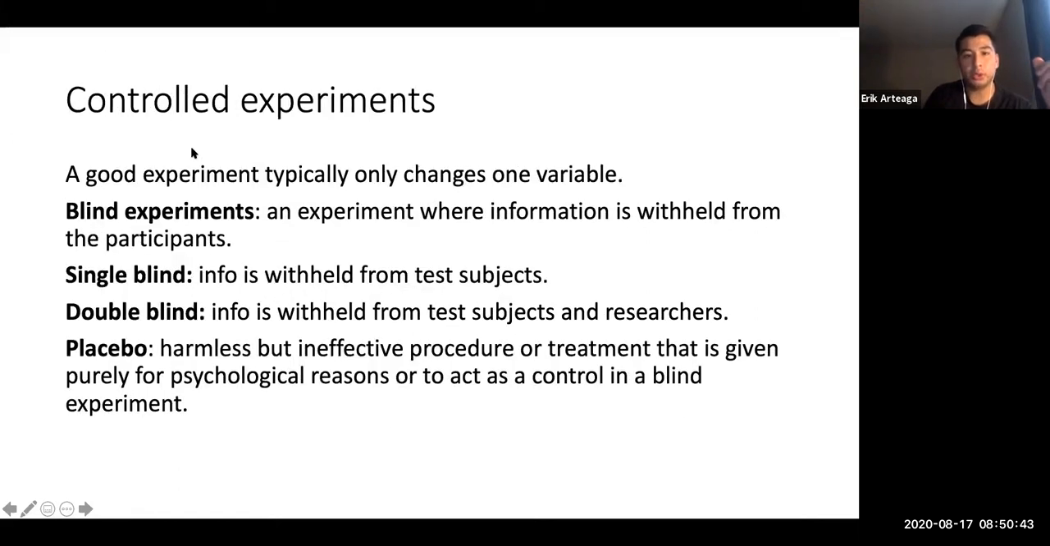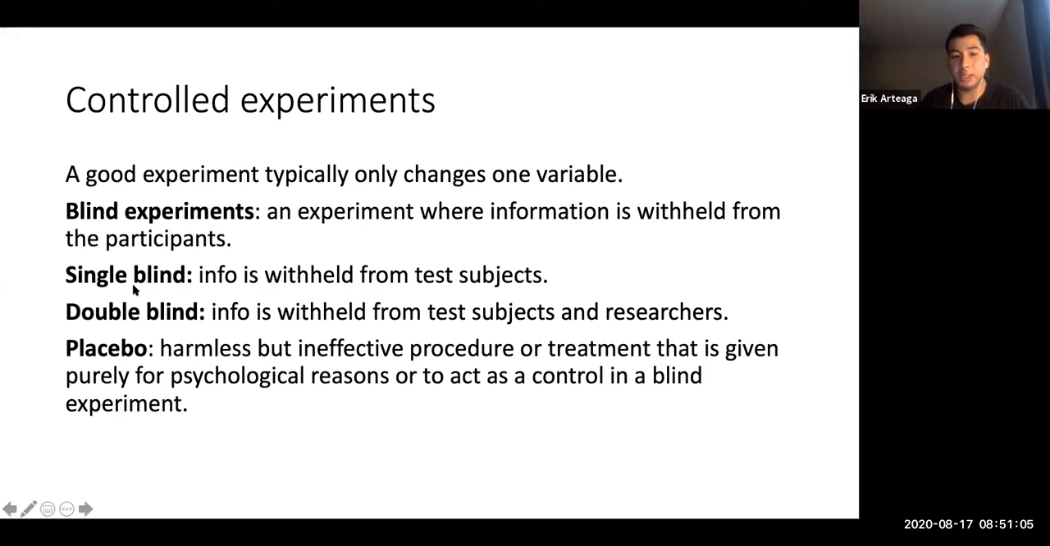All right. So controlled experiments. A good experiment typically only changes one variable, as I mentioned before. So you do need to know this. Okay. So we have blind experiments. This is an experiment where information is withheld from the participants. You have a single blind experiment: info is withheld from test subjects. Okay. So information is withheld from the test subject.